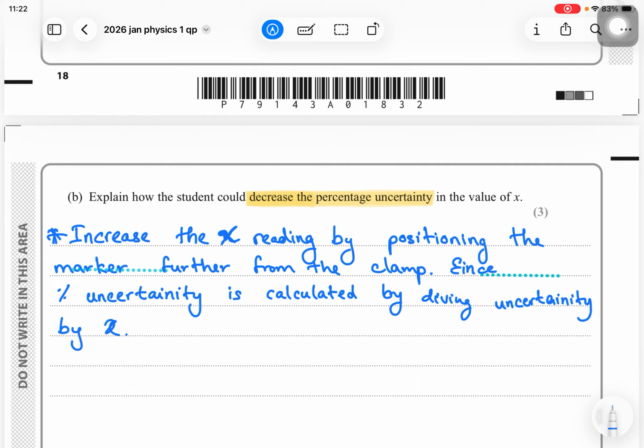Other than that, we can add a few more things to justify our 3 marker. Another one would be that we can reduce the parallax error, so that we get a more accurate reading and the uncertainty is minimized. We can reduce the parallax error by maybe using a set square.